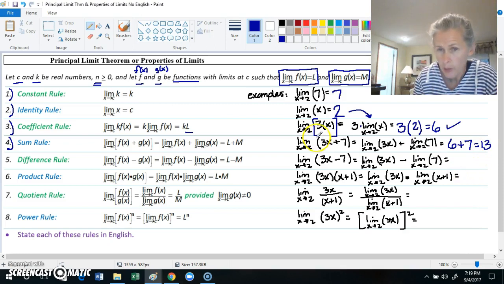If we look back and we say the limit is most often the y value, what do you get when you plug 2 into 3x plus 7? Well, you get 6 plus 7, which is 13.